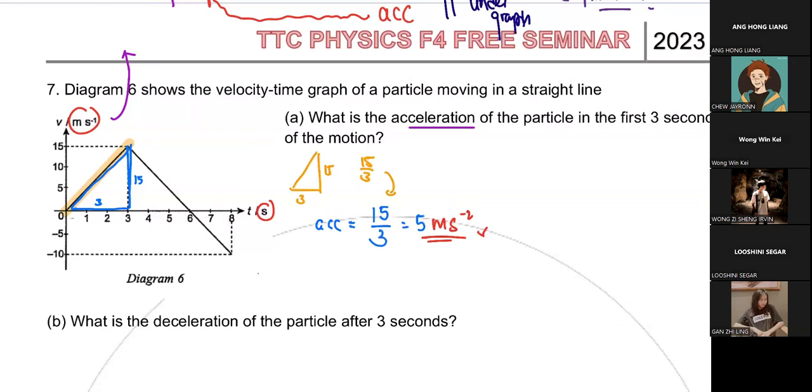Then next, what about the deceleration, guys? For after 3 seconds, it will be this one, correct, from 3 to 6, right? Can you count this, guys, for me, please?